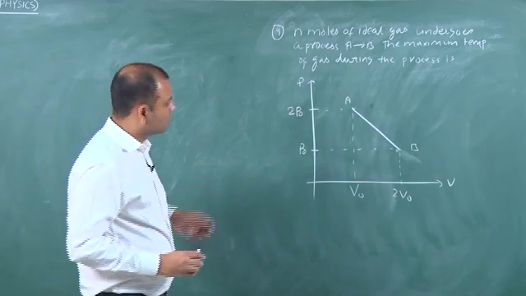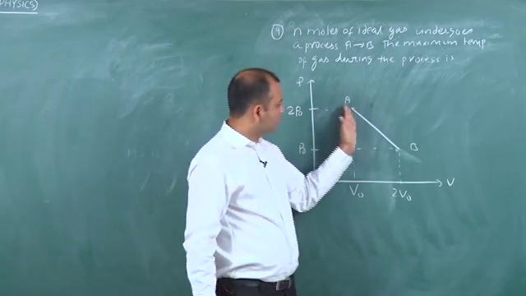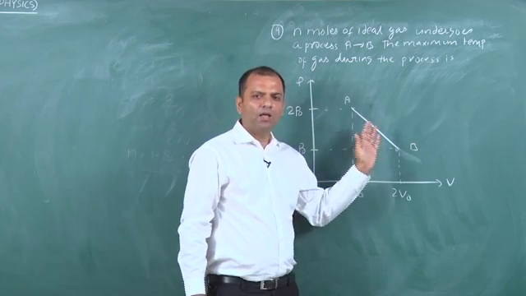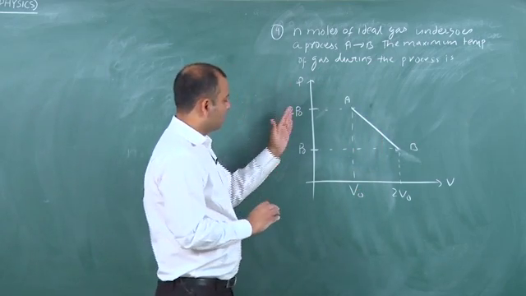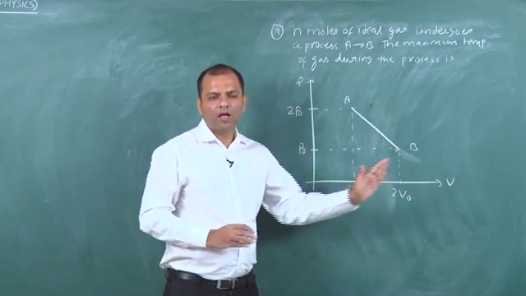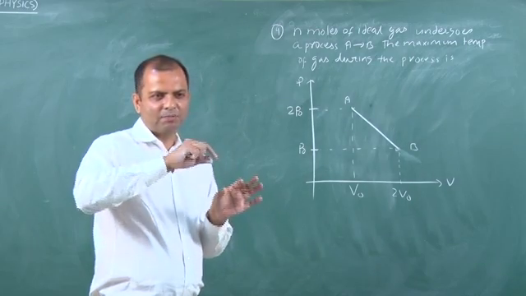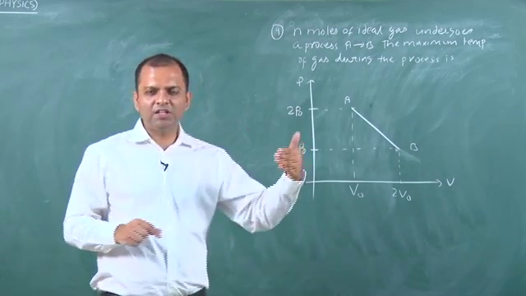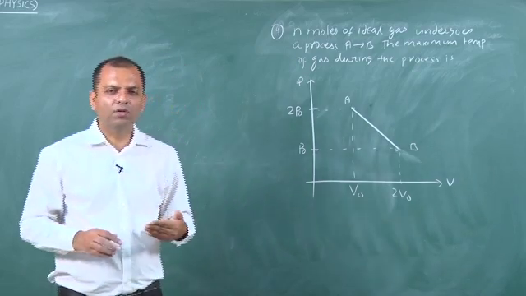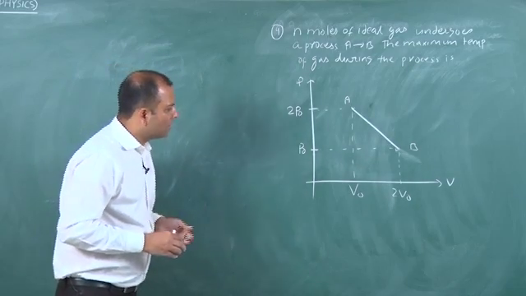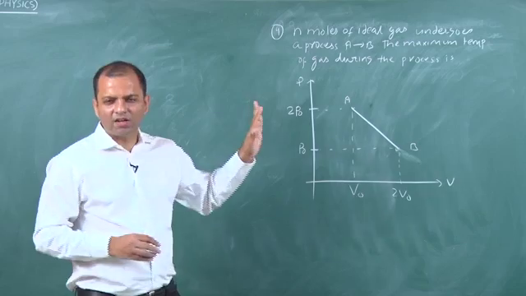The standard way of doing this question would have been to write the equation of this straight line. If you write that, you will be able to express pressure in terms of volume, and then you just do PV equal to nRT, and you will find that temperature is a function of volume. dT by dV equal to 0 will give you the answer. But I would not advise that in this question, because you can see that there is symmetry.